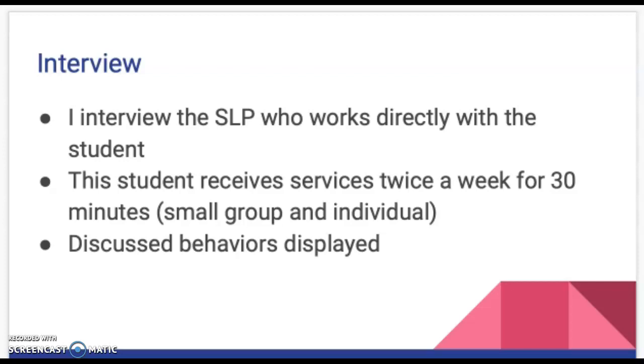The student receives services twice a week for one 30-minute small group and another 30-minute individual. We discussed in this interview his behaviors that are displayed, when he displays them, and for how long he displays them. I just wanted to get the big picture of how he is during his speech groups since I do not go with him.